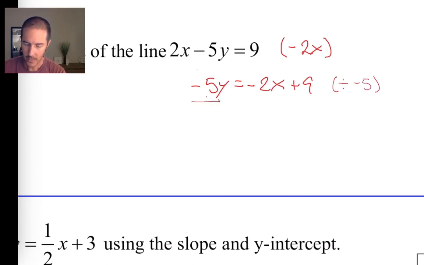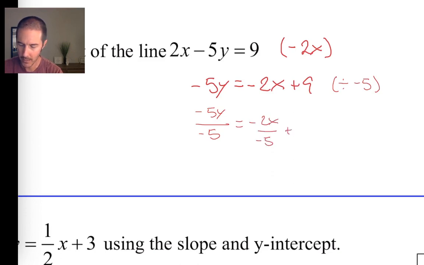That will cancel out the -5 in front of my y. Actually, this one, let's write it out. -5y divided by -5, and on the right-hand side, I'm going to distribute my division right away. I could have written it as all over -5, but instead of doing that, I'm going to divide my 2x by -5 and my positive 9 by -5.